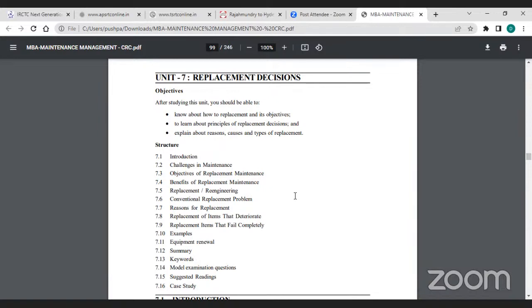So whether we have to buy new machinery, or use the same machinery, or go with the replacement, which will help us reduce the errors, that is known as the replacement decision. In the next class, we'll be dealing with the replacement decision.